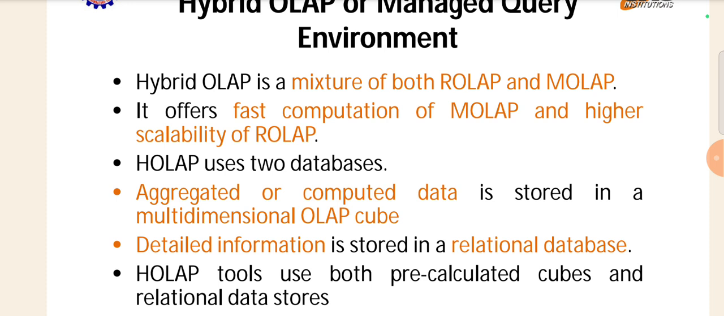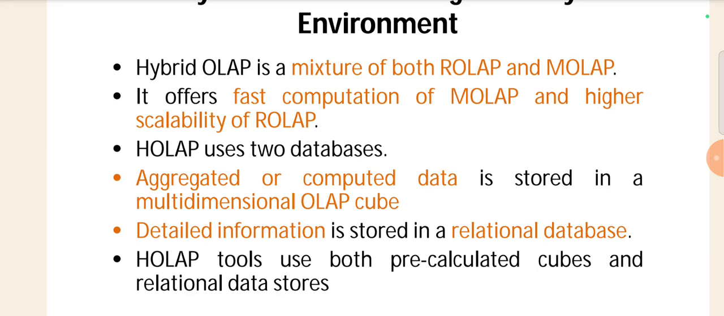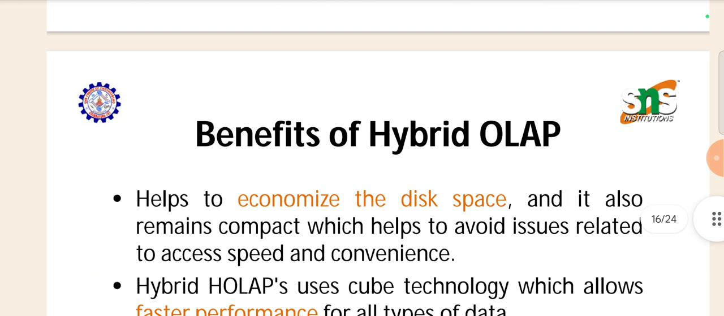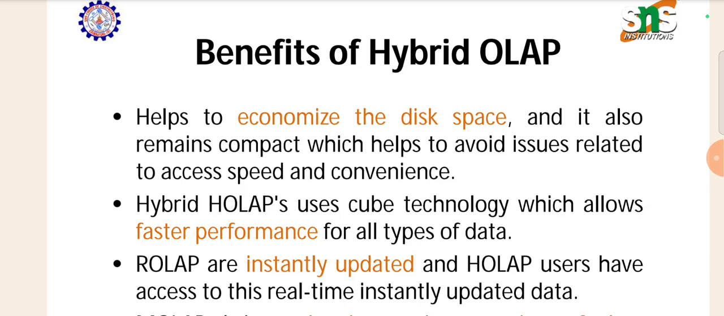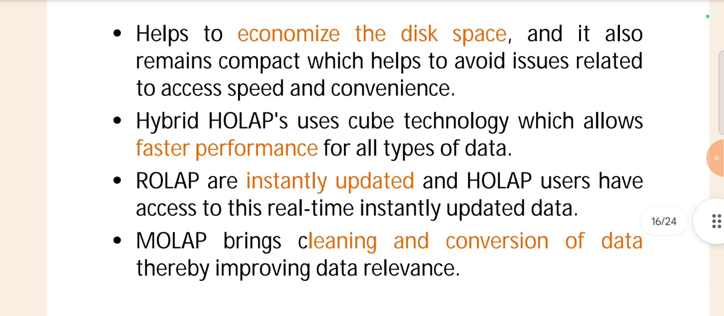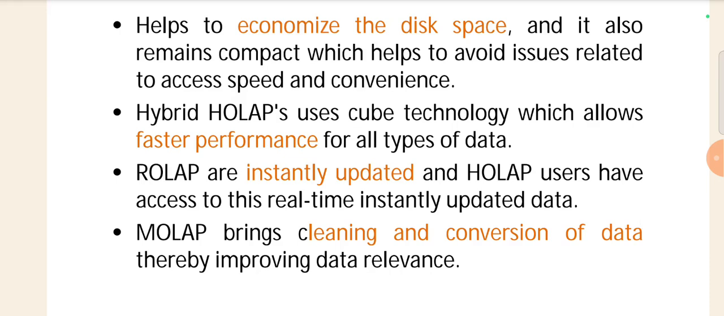Here aggregated and computed data is stored in a multidimensional OLAP cube, and detailed information is stored in the relational database. So since we are utilizing both, we'll be having more advantages over here. So the HOLAP tools use both pre-calculated cubes and the relational data stores. And the benefits of the hybrid: it helps to economize the disk space, it also gives faster performance, we can instantly update, and it brings the cleaning and conversion of data very easily.